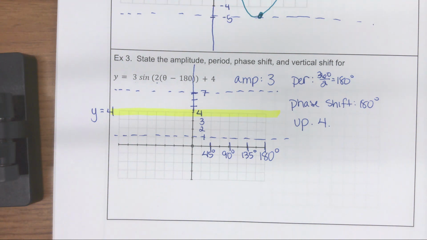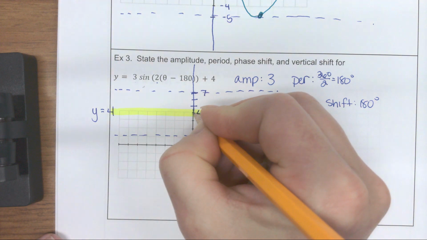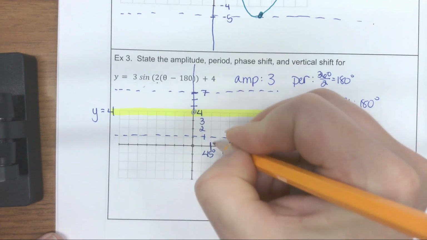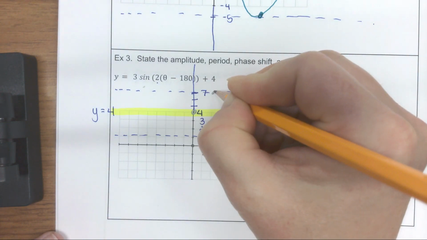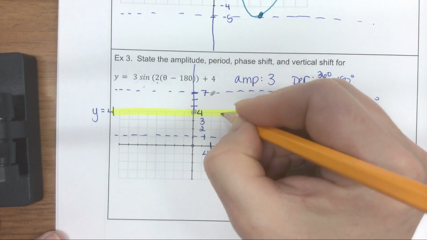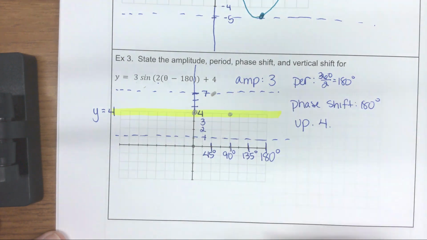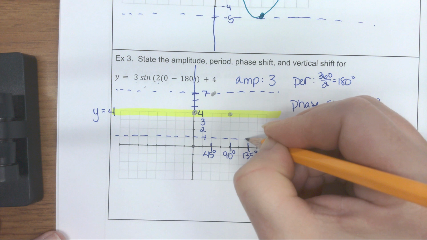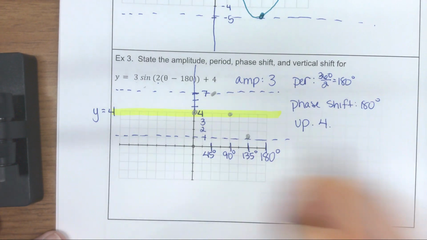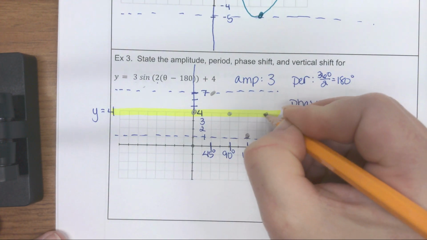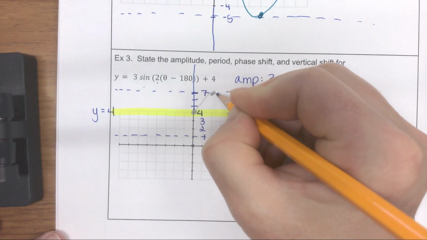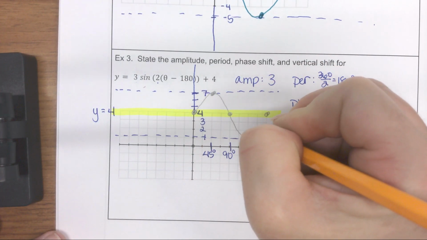So where does the sine curve start? In the middle, right? So this is going to start at its midline. At 45, it's going to go up to its max. At 90, it's going to go back to the midline. At 135, it would go down here. And then at 180, it would come back. So this is a sketch of the sine curve before the phase shift. Okay.